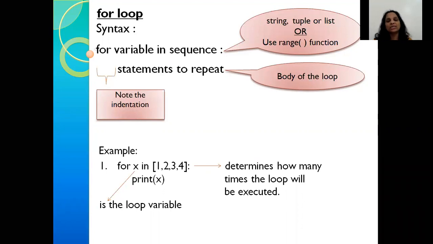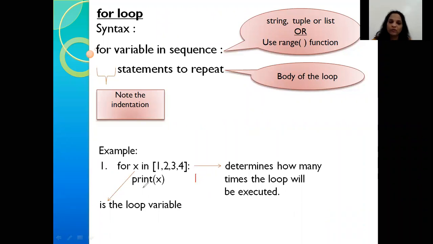Now, how does the for loop work? This loop variable, which is x here, will take the first element in the sequence. Which is the first element in the sequence? 1. And then it moves to the body of the loop. What is the body of the loop saying? Print the value of x. So what did x get? 1. So it prints 1.